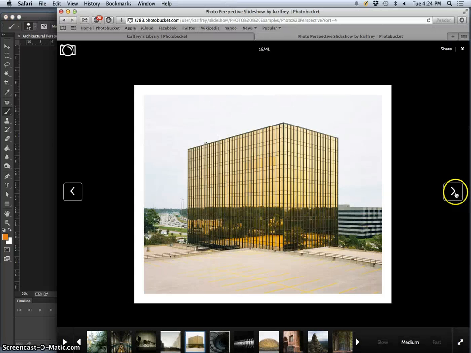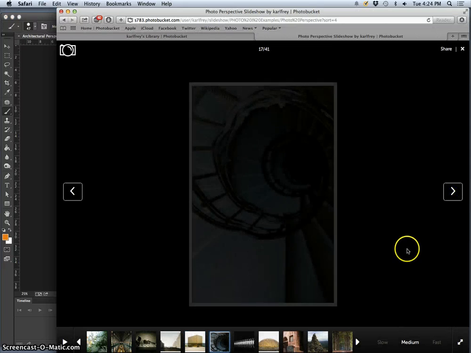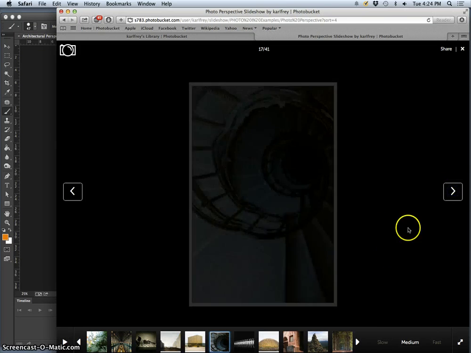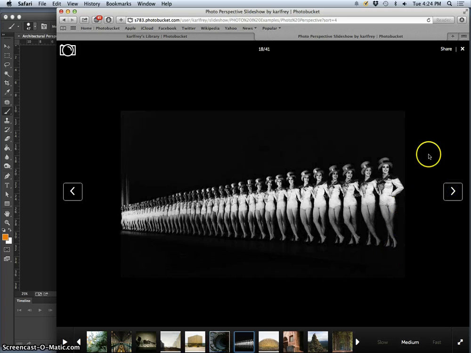Okay, with those kinds of uses of perspective in mind, we get appreciation for these very forced perspective shots. So this is a one-point perspective, but so extreme because every step of the spiral staircase is angling towards the vanishing point, like flower petals coming out. Or an early shot of the Rockettes, right?